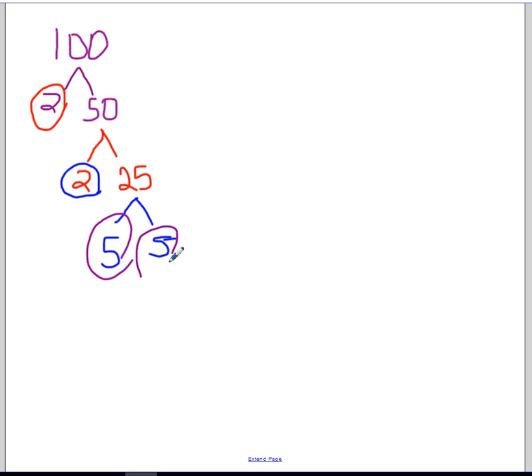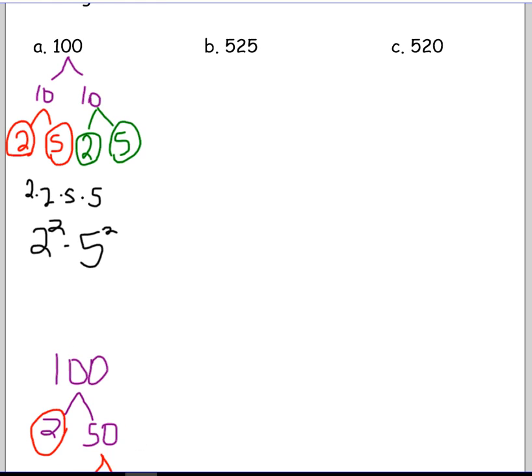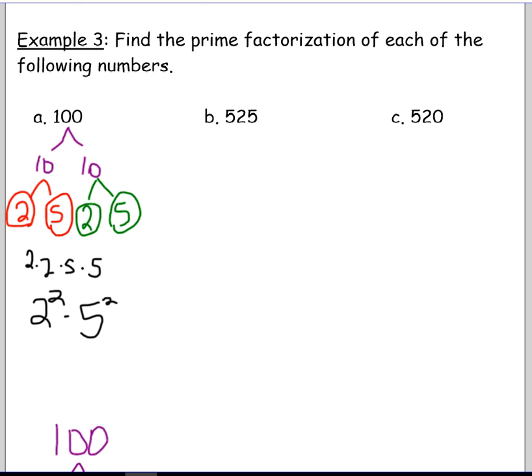So notice my factor tree looks different than my first one, but I still have 2 times 2 times 5 times 5. At the end, the prime factorization will be the same, no matter how you decide to break up the number to start with. So let's take a look at 525 now.